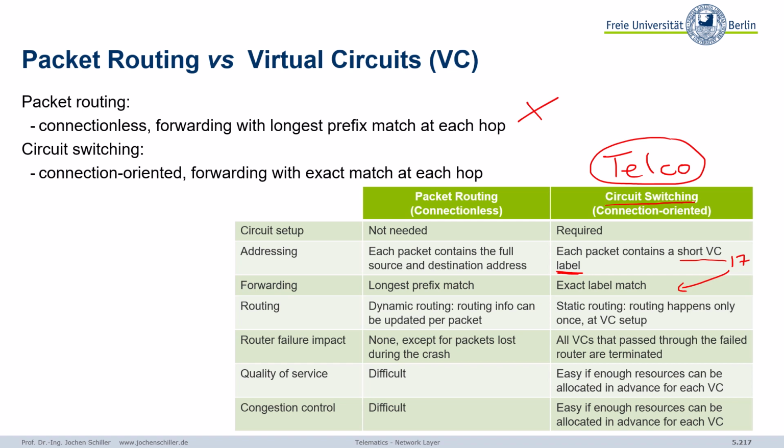On the other hand, if you do this connectionless packet routing, you don't need any setup. Okay, you just send in your packet. Each packet now contains the full source and destination address. For circuit switching, only at the connection setup. After that, you have this simple label. For forwarding, you do this longest prefix matching. Well, you can be more dynamic, so you can update routing info, and if you have a failure, you can reroute. You may lose some packets, but you can reroute.